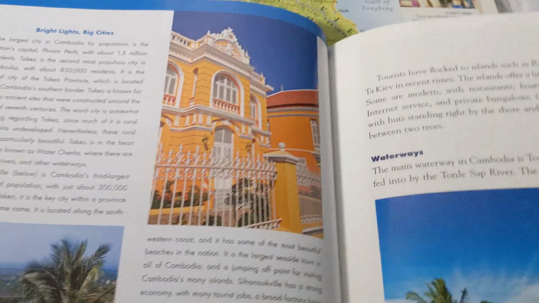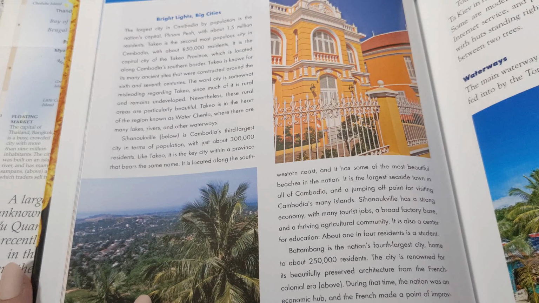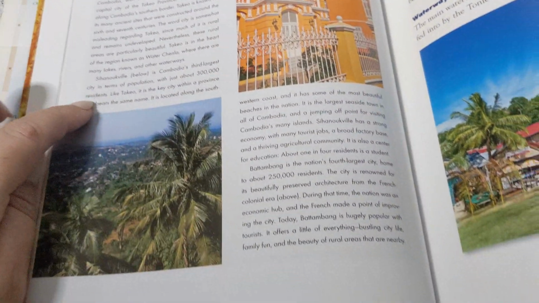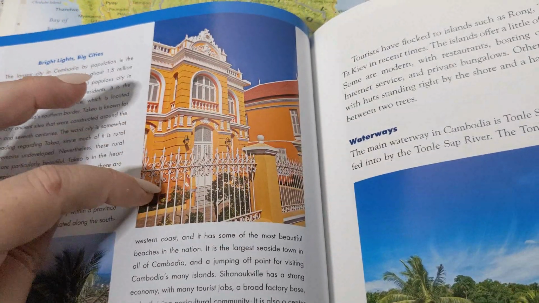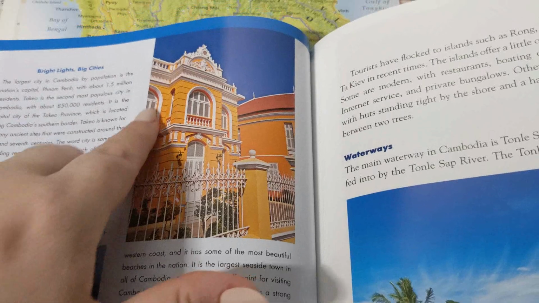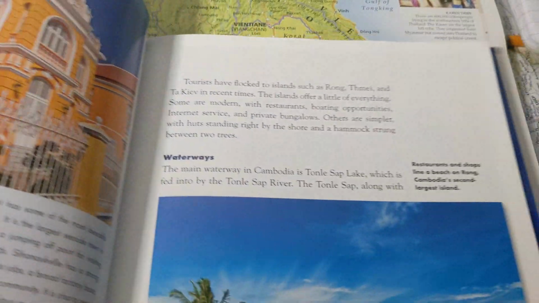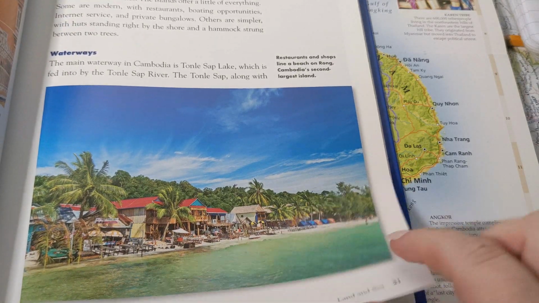Some of the major cities. Let's see. So this down here, gotta read this to see. Oh, so this is Sihanoukville. And up here, this must be Battambang. Yeah, because Battambang has a lot of very French-looking houses like that from its colonial days. This is on one of the islands. Isn't that pretty?